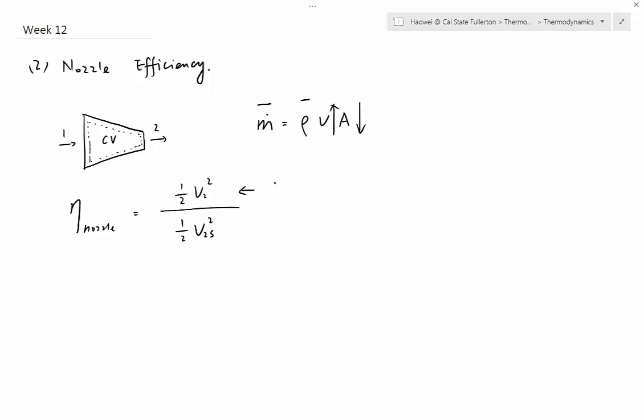So the numerator is the kinetic energy at surface number 2 for the actual process. And the denominator is the kinetic energy at surface number 2 when it is isentropic. Isentropic process must be able to give you a higher V2. So that's why it's the denominator.